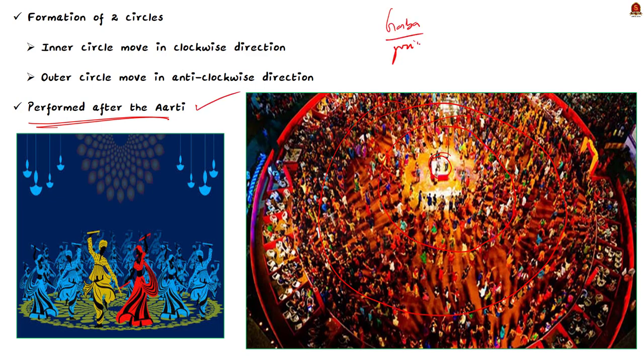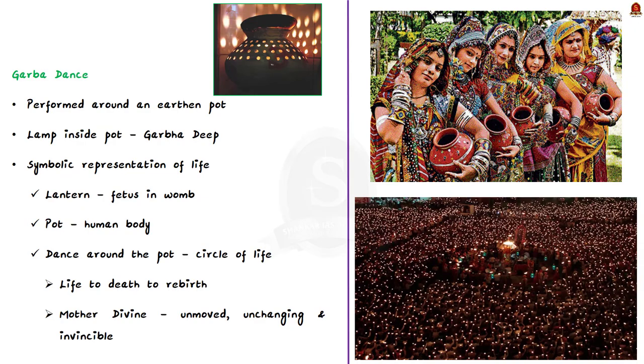Now coming to the Garba dance. Traditionally, it is performed around an earthen pot with a lamp inside, which is called Garba Deep. This representation is symbolic. The lantern symbolizes life, that is, the fetus in the womb in particular. The pot itself is a symbol of the body within which divinity resides.